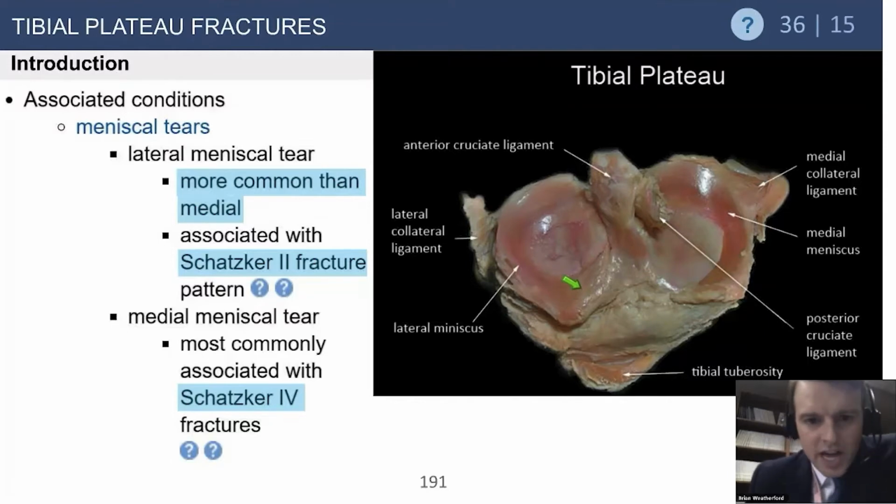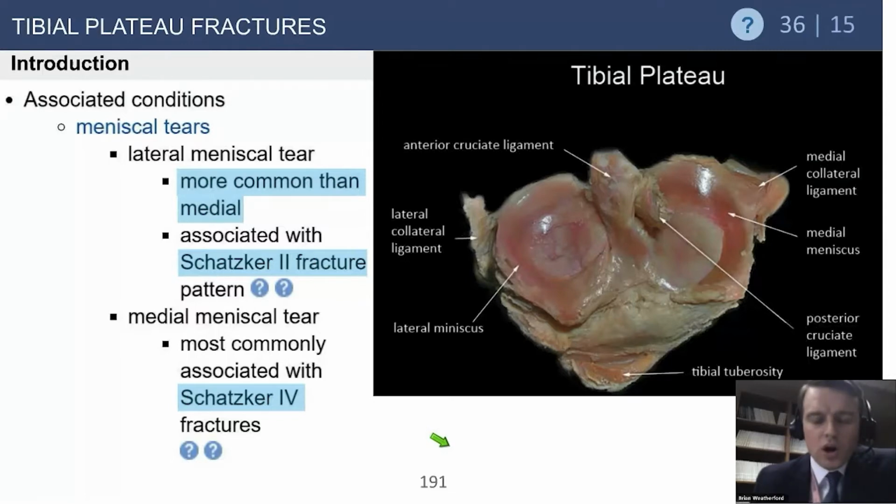Okay, so looking at our anatomy here. I think we're all familiar with this, but we'll go through it a little bit. Let's see, where's the pointer? There we go. So again, here's your lateral plateau with lateral meniscus, anterior cruciate ligament, posterior cruciate ligament. Okay, so lateral meniscal tears that we just discussed.